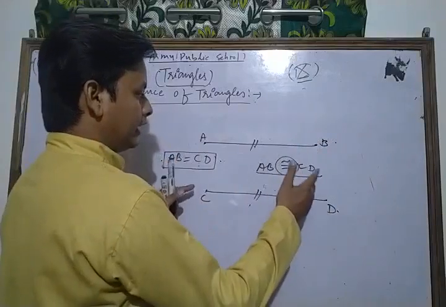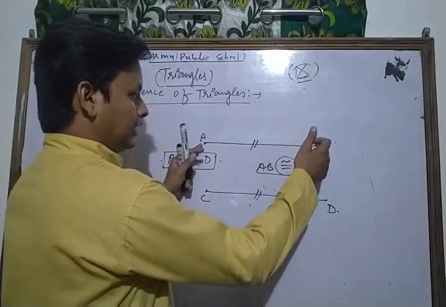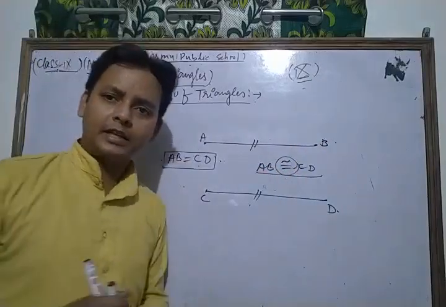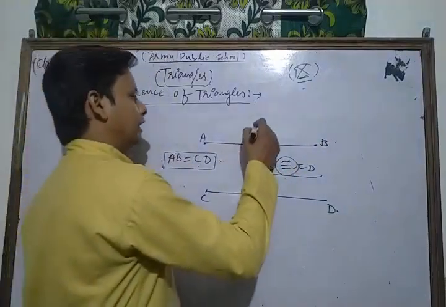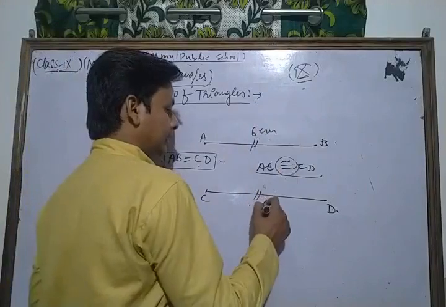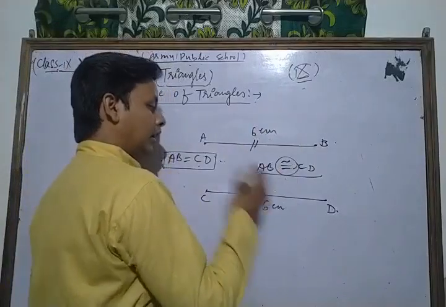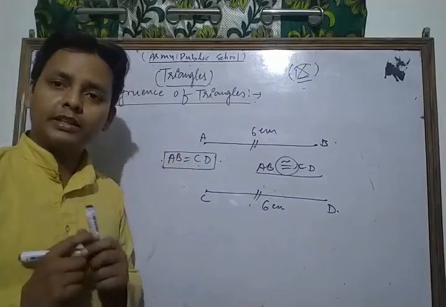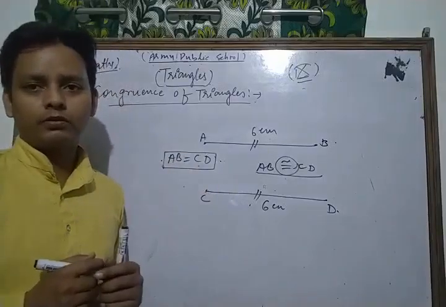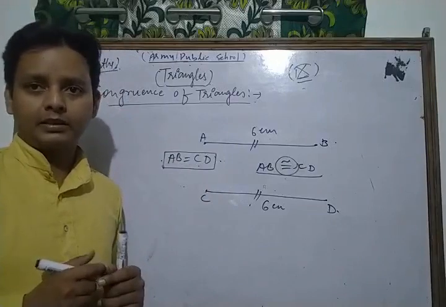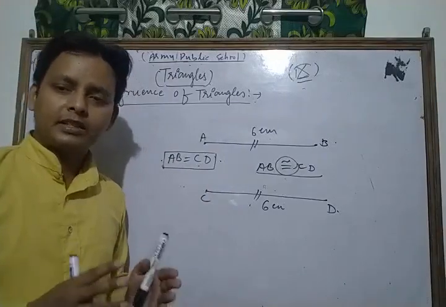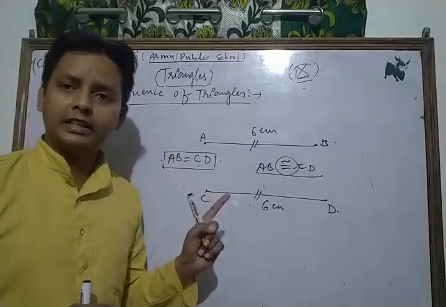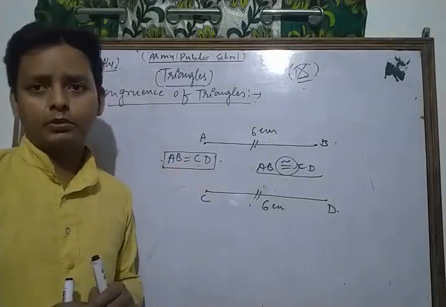It means that if we superpose line segment AB on CD, then it exactly covers the line segment. If the length of AB is 6 centimeters, then the length of CD is also 6 centimeters for congruence. So this is the congruency of line segments: two line segments are said to be congruent to each other if and only if their lengths are the same. Both are equal in length.